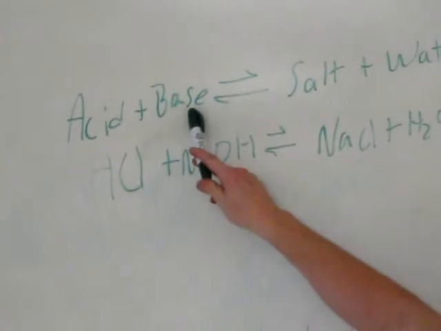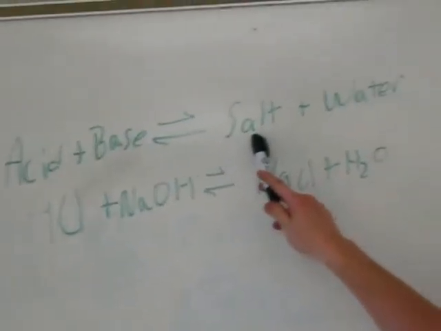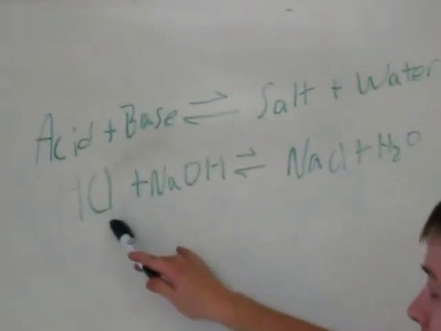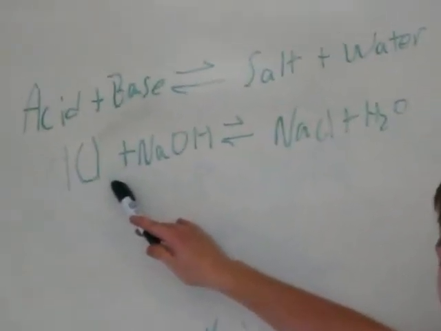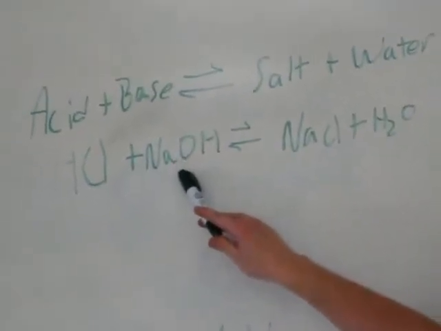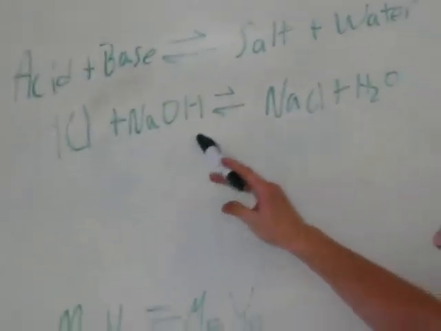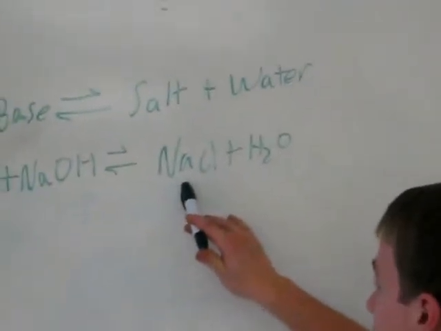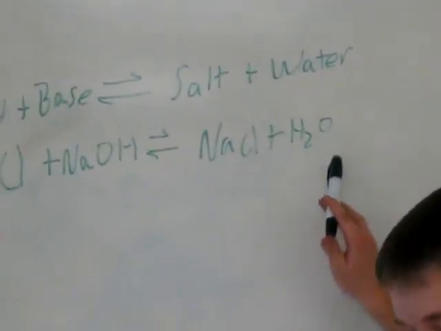We have an acid plus a base, which will yield a salt and water. And in this instance, our acid is going to be hydrochloric acid. That's the one that we do not know the molarity of. And our base is NaOH, and that one we do know the molarity of in this instance. And that will produce NaCl, sodium chloride, and water.